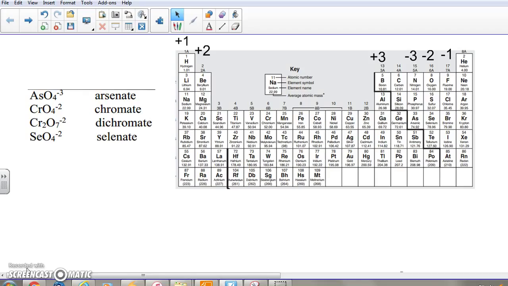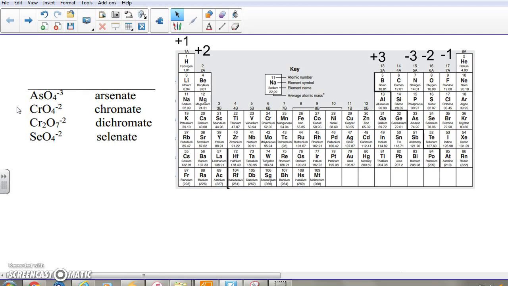This week, the very last week, we have 4 new ions: arsenate, chromate, dichromate, and selenate. And I don't honestly have a whole lot to tell you about any of these. These are things that you pretty much just have to memorize. Arsenate. Fortunately, arsenate has the same charge as arsenide, so that might be a way to remember that its charge is -3. That's just a coincidence. That's not always true.